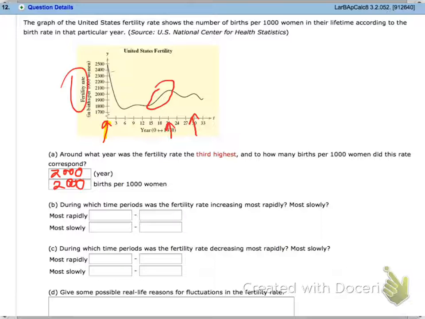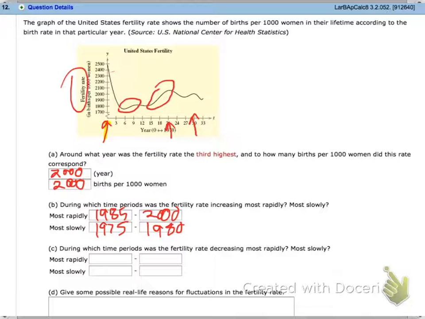So I'm going to do 1985 to 2000. That should be flexible enough, even if I'm a little off. And most slowly, when was the fertility rate increasing most slowly? You're looking for the least steep little chunk. It looks like about right there. That's the least steep, about 6 years. So like 1975 maybe to 10 years after, so 1975 to 1980. If you put 1976 or something close, I'm sure it'll be fine.